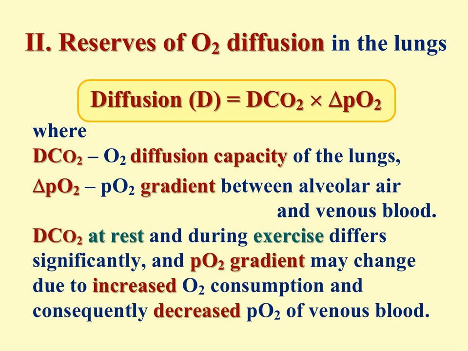Also, delta PO2 can be different. In the resting state, it's 60 millimeters, between 100 and 40. And when activity increases, we consume more oxygen, and venous blood contains less oxygen as a result. So the difference between alveolar air and venous blood can become higher.